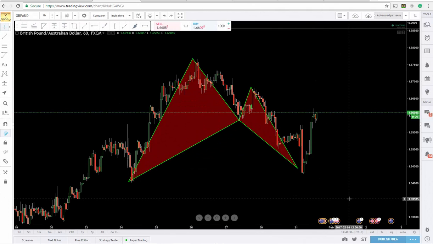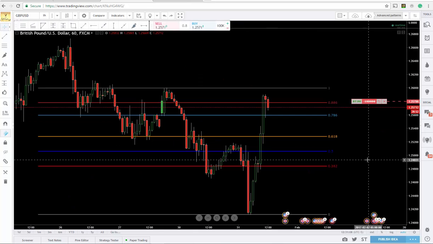Alright traders, so we're going to start today's video out on the pound-dollar hourly chart with an advanced cipher pattern that we're currently involved in. So let's check out our entry on that trade.